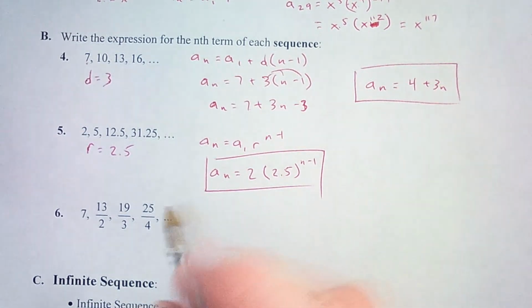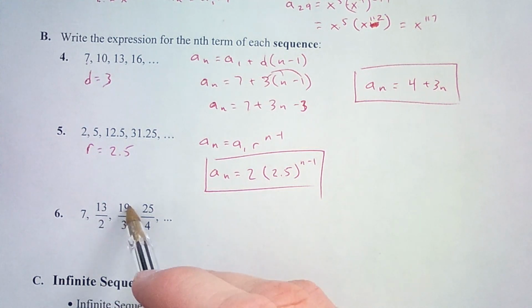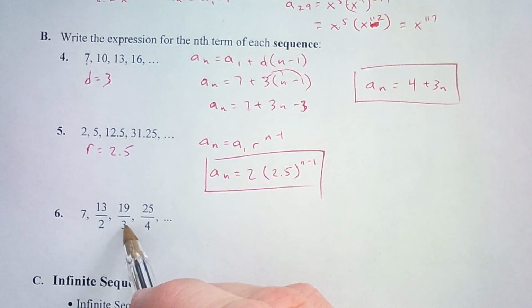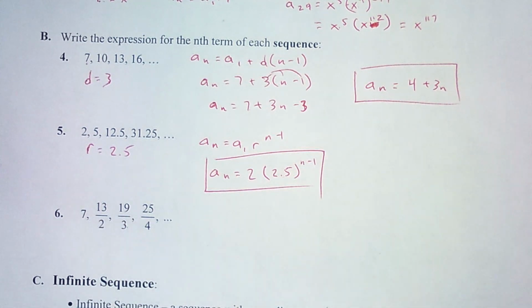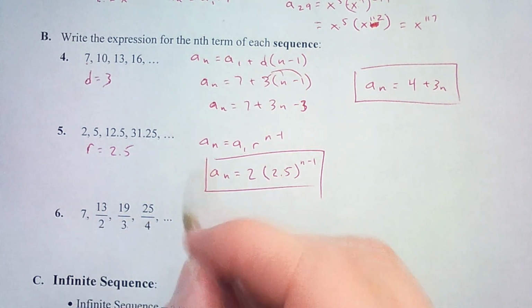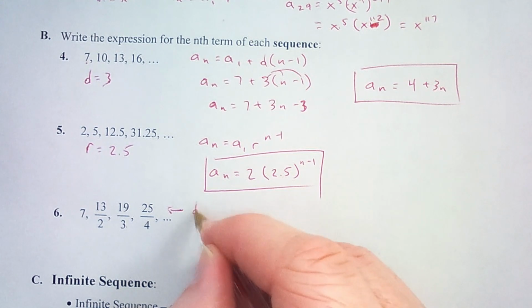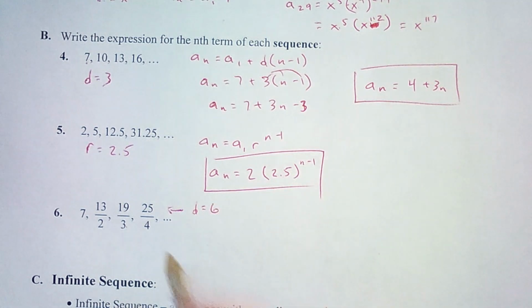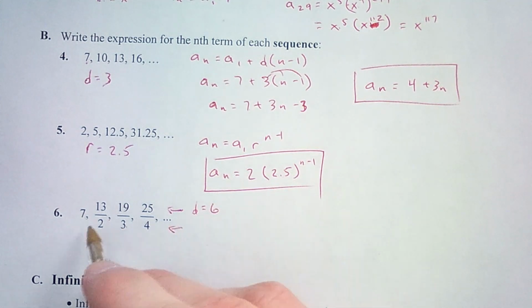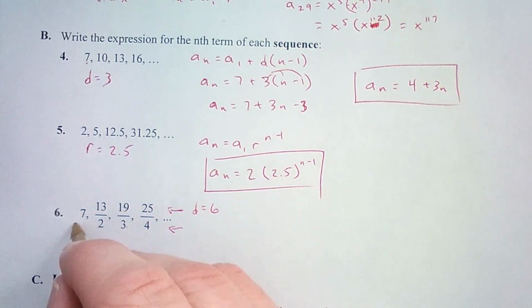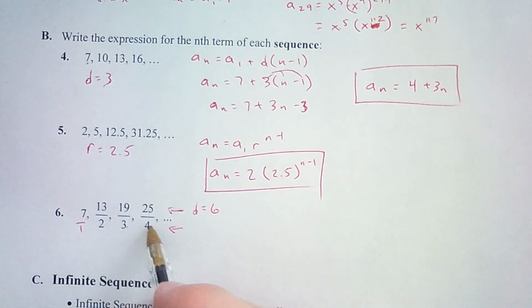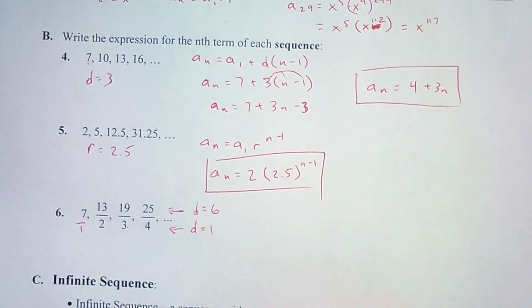And our last one that we'll do here, we have 7, 13 over 2, 19 over 3. So what's happening here is that the numerator is kind of doing its own thing. The numerator has a common difference of 6, and then the denominator is doing its own thing. It has a common difference of 1. We've got 7 over 1, then 2, 3, 4. So a common difference of 1. So we have two different sequences to look at separately.